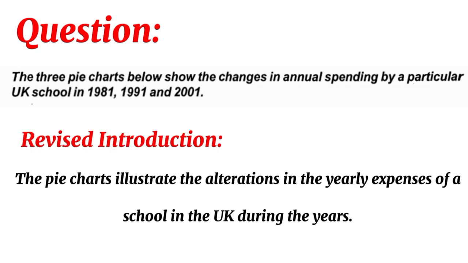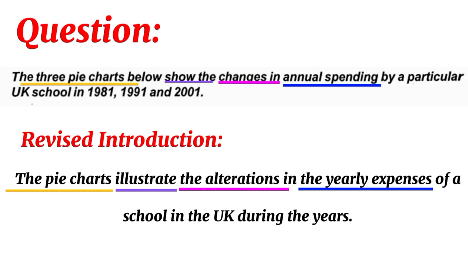Here it's written, the pie charts. Instead of 3 pie charts, I just wrote pie charts. I dropped the 3. Below, I dropped the below because the examiner won't be seeing below. Instead of show, I've written illustrate. The changes is replaced by the alterations. It has exactly the same meaning. Rather than in annual spending, I wrote in the yearly expenses. By a particular United Kingdom school, I wrote of a school in the United Kingdom. And instead of in 1981, 1991, 2001, I just have written during the years 1981, 1991, 2001.